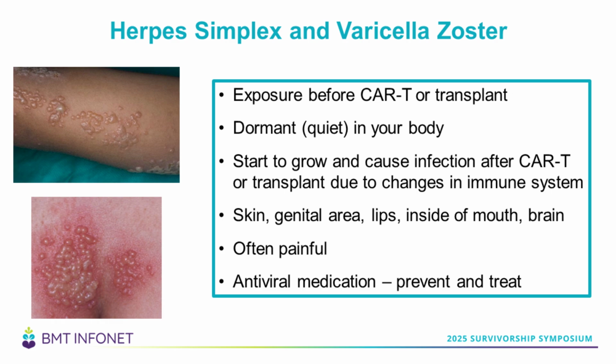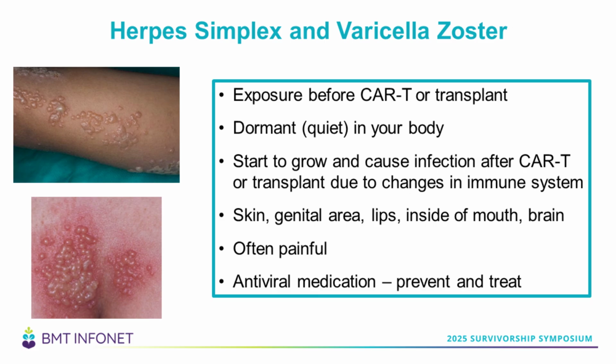Herpes simplex and varicella zoster virus are viruses which are dormant within a patient. This means that the patient was exposed to the infection at some time in the past, and due to changes in the immune system after CAR-T therapy, autologous or allogeneic transplant, the infection comes back.